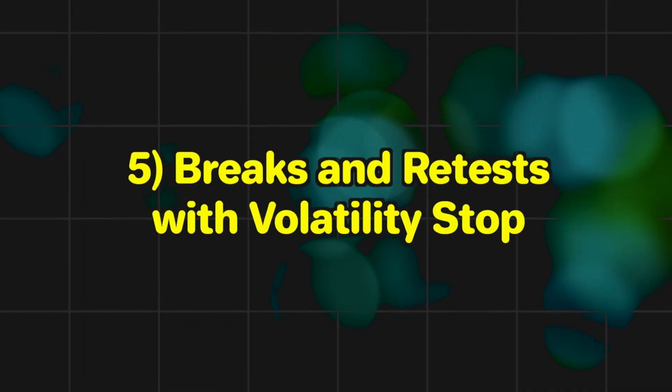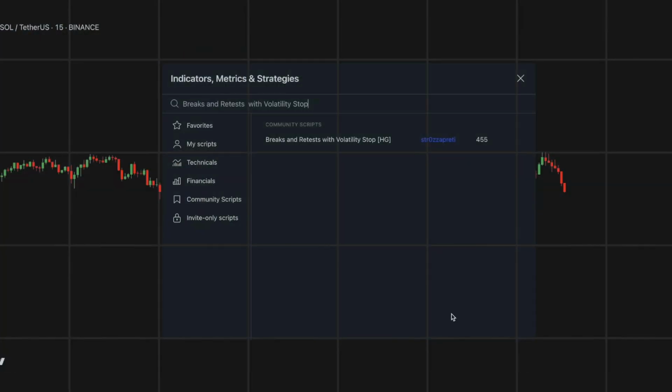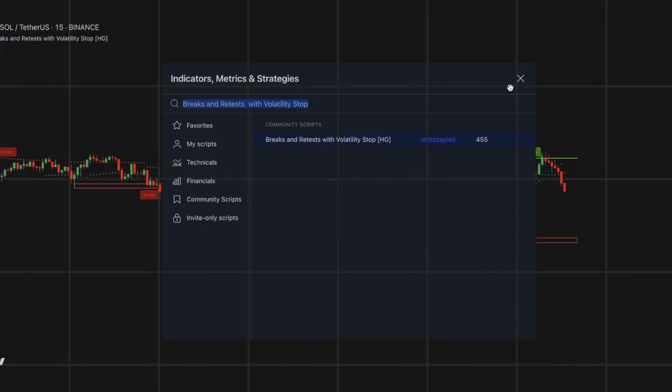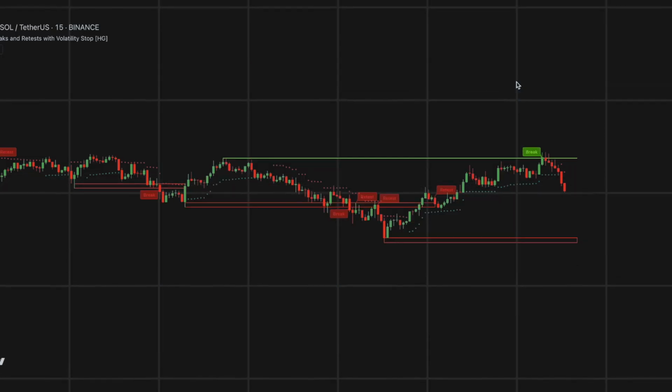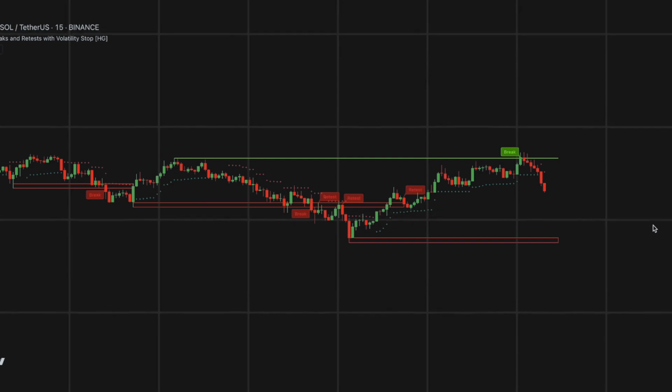On 5th place, I put a brand new indicator called Breaks and Retests with Volatility Stop by Getty. Most traders don't know about the existence of this tool yet. And let me tell you something. The signals given by it in the live market are so powerful that no other indicator like MACD or RSI can compare.